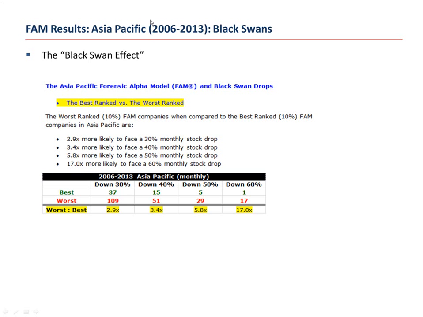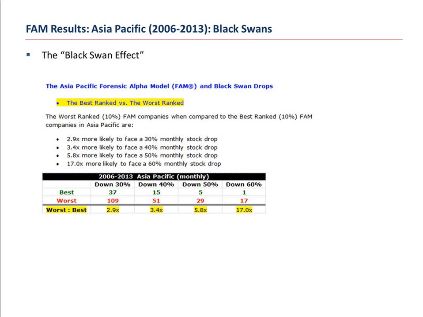companies in Asia Pacific over the time frame 2006 to 2013, so the full sample, we see that the worst rated companies are more likely to face a black swan stock drop anywhere from 17 times to 3 times more often. Specifically, the worst rated companies are 17 times more likely to face a 60% stock drop in 1 month or more, about 6 times more likely to face a 50% stock drop or more in any 1 month, about 3.5 times more likely to face a 40% stock drop or more in 1 month, and about 3 times more likely to face a 30% drop or more in any 1 month.